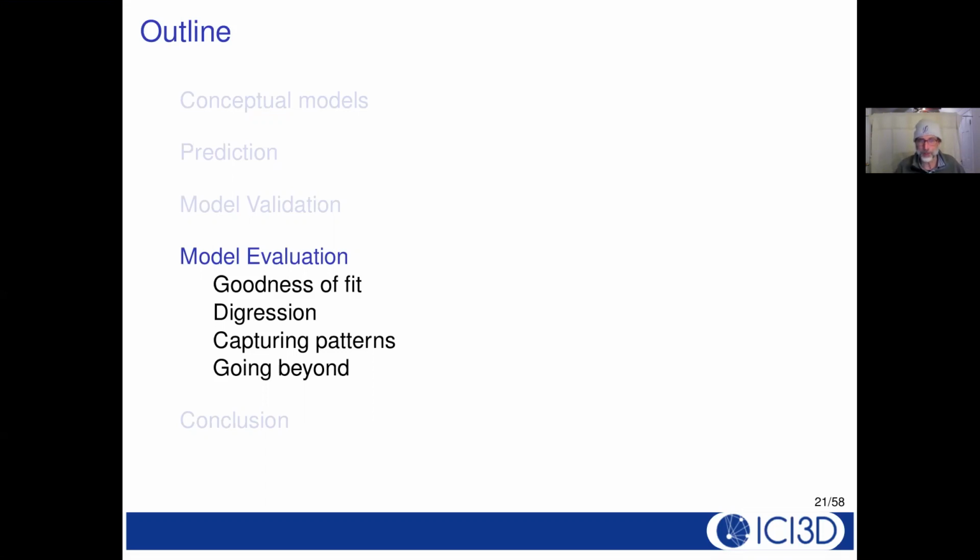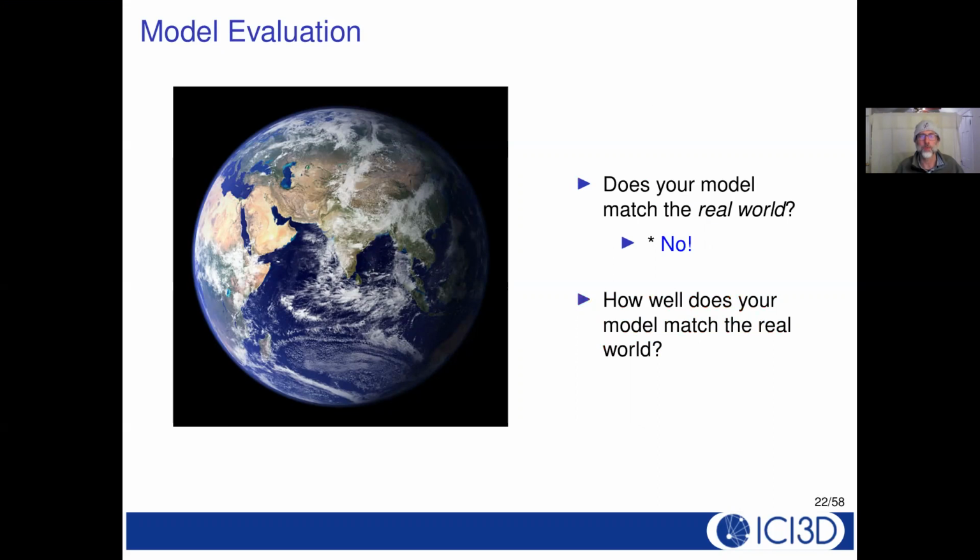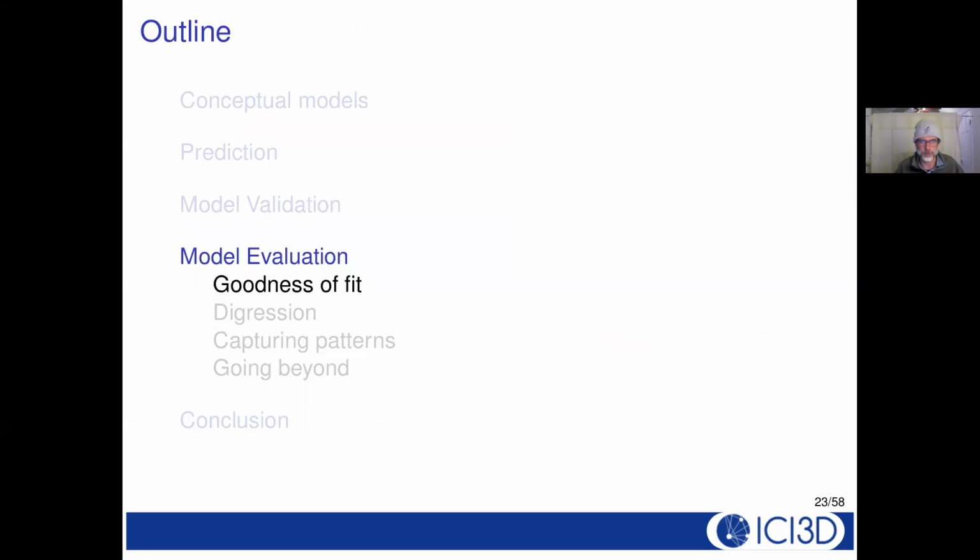And then the next step is to evaluate your model by asking, does it match the real world? No, your model does not match the real world. No matter what model you have, no matter what question you have, the real world is more complicated. And so really what we want to ask is, how well does your model match the real world? And I'll come back to why I think this is an important distinction. But a point I can make now is that how well it matches the real world can depend in part on what you're trying to use it for. Does it match the real world well enough for a particular use?